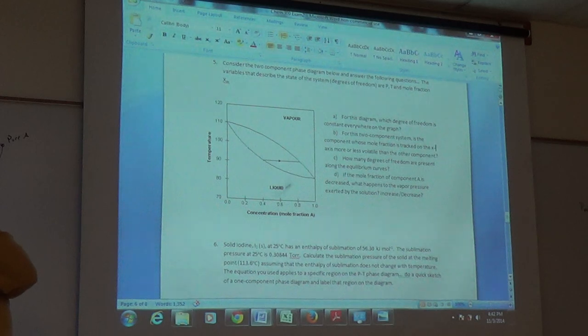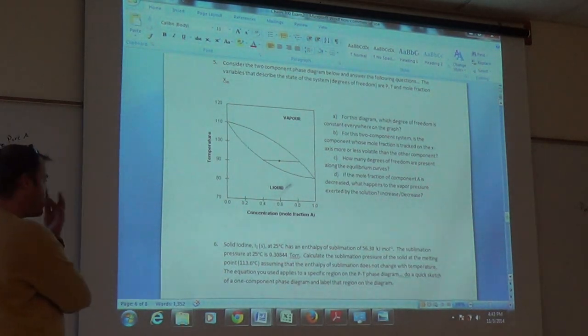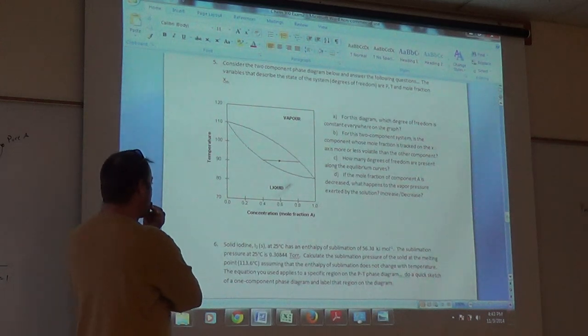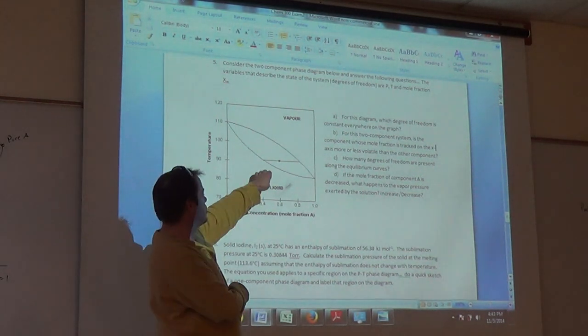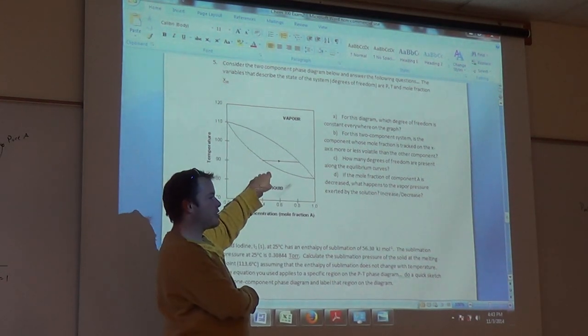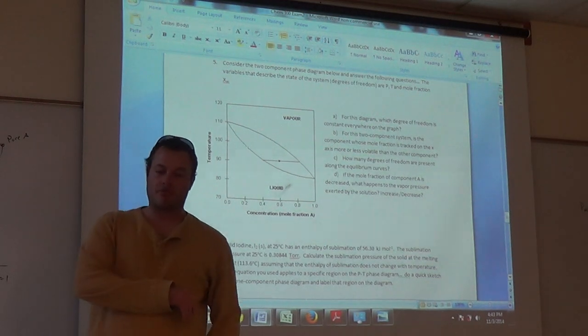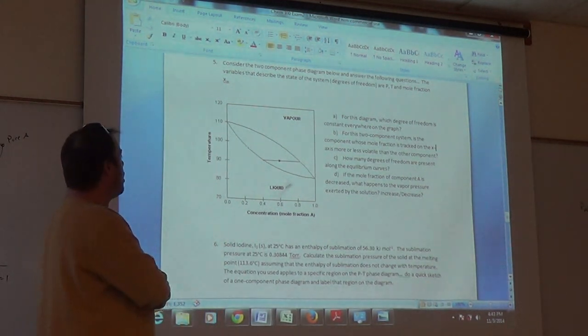Question A, which degree of freedom is constant everywhere on the graph? When we got a temperature versus composition diagram, we're holding pressure constant. So we've gotten rid of that one degree of freedom. We only have 2 degrees of freedom left, depending on whether or not we have a 2-phase system or a 1-phase system, right?